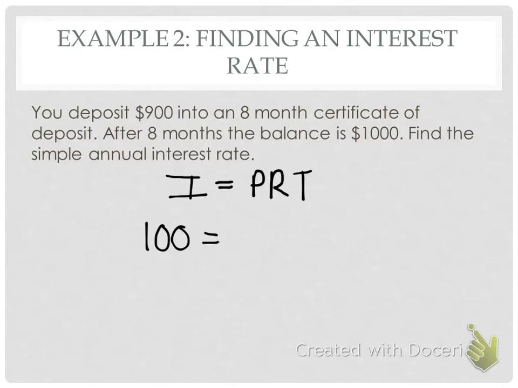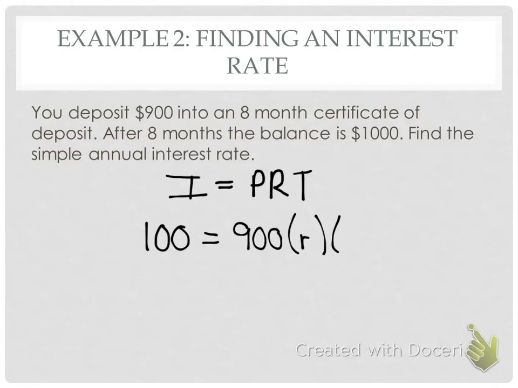All right, so now what is my original principal amount? How much did I invest? $900. We already established that we're solving for rate. And what is our time? 8 months. So I plug in an 8? No, what do I have to do? 8 over 12.